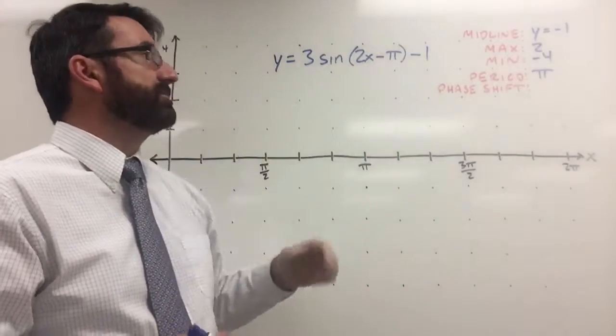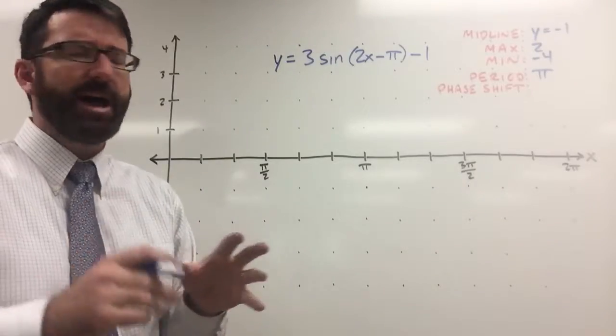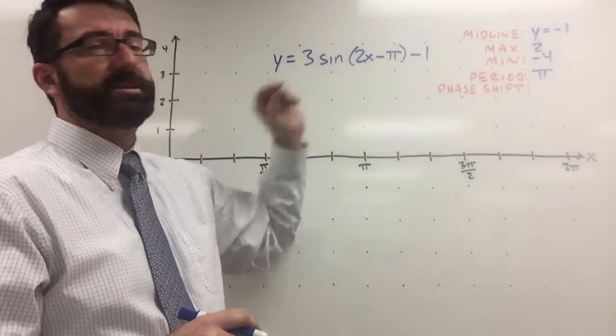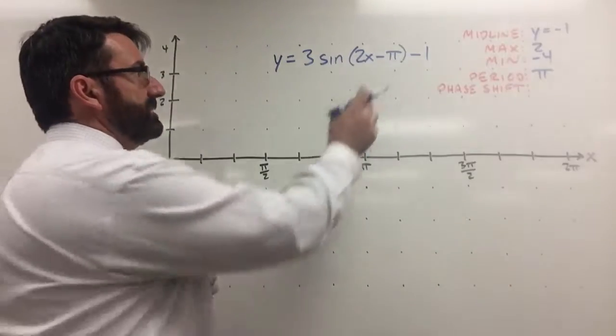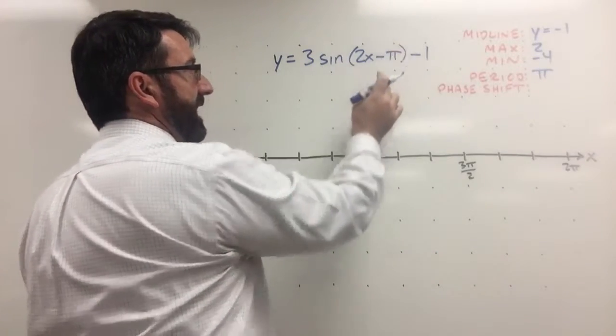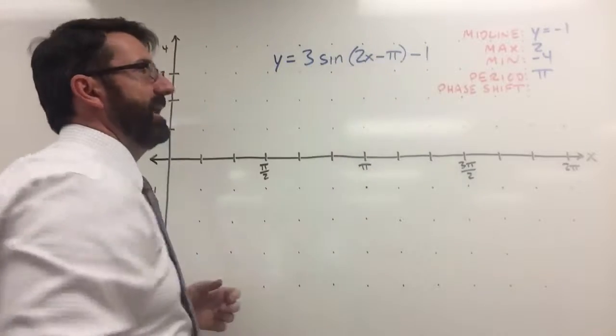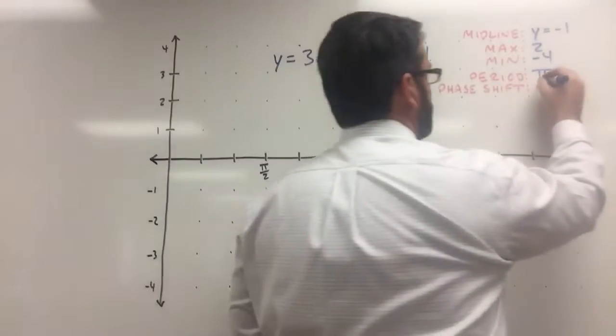Here, we're subtracting pi. Now, if there is a coefficient in front of this x, again, we have to divide by that number. So we're going to take the opposite of this value, which is pi, and divide by 2. So our phase shift is pi over 2.